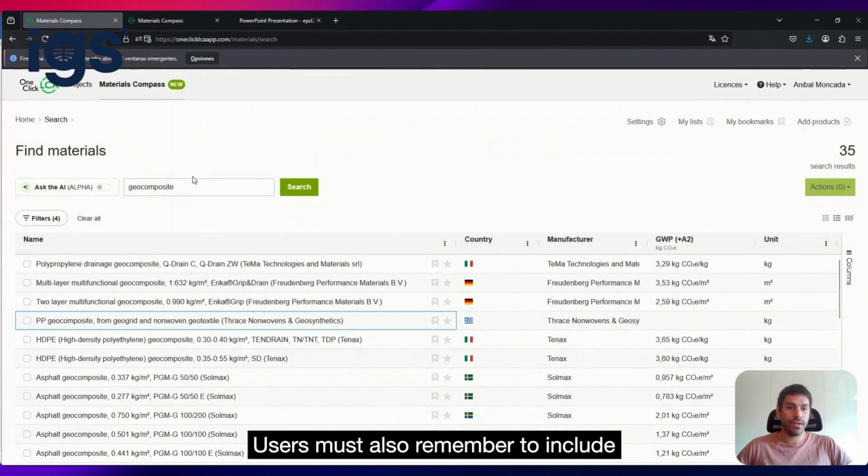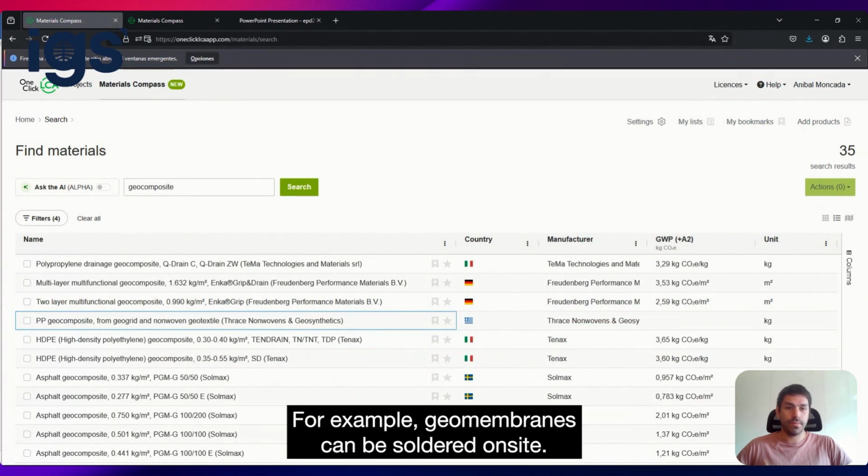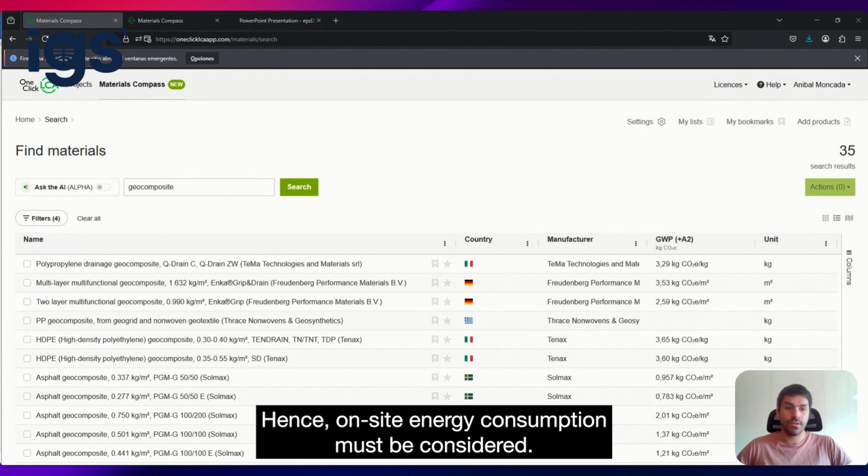Users must also remember to include any construction activities related to the use of the geosynthetics. For example, geomembranes can be welded on site, hence on-site energy consumption must be considered.